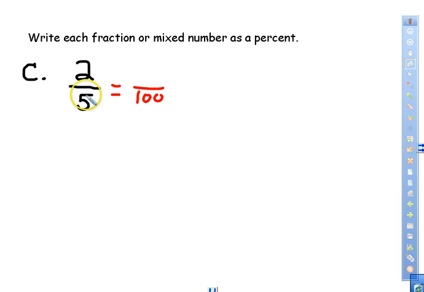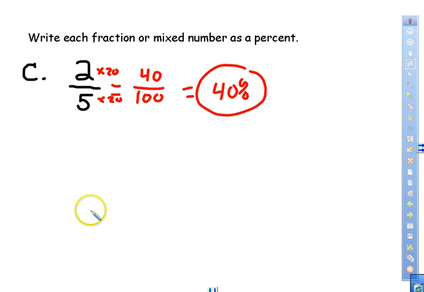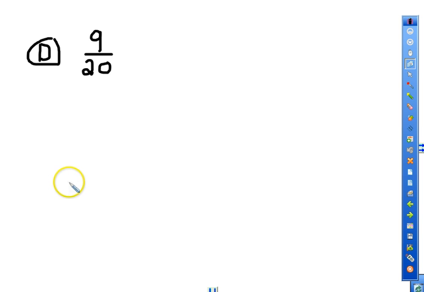So to do this, we simply take 5 times 20 gave me 100. So 2 times 20 gives me 40. And since it's 40 over 100, anytime the denominator is 100, then that percent is going to be the numerator. 40% is my answer. Let's try the other one. Go ahead and solve letter D.